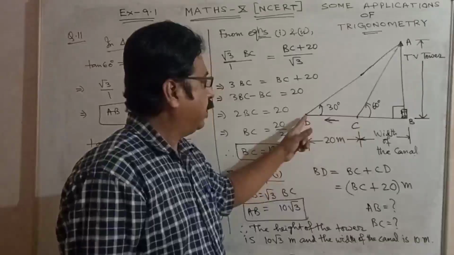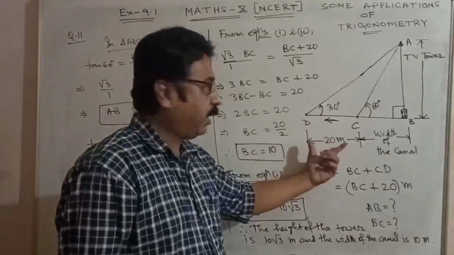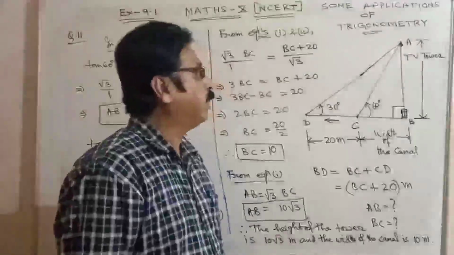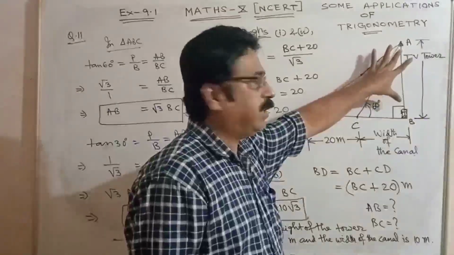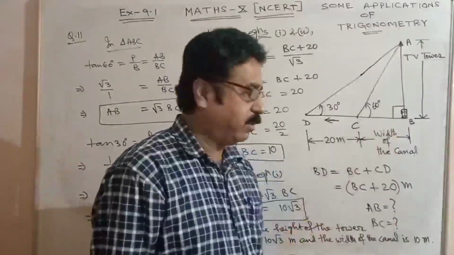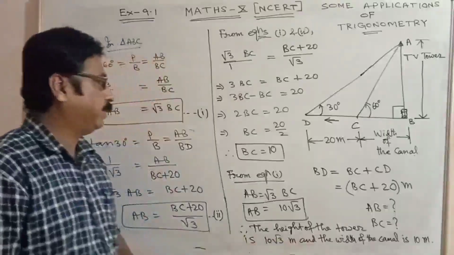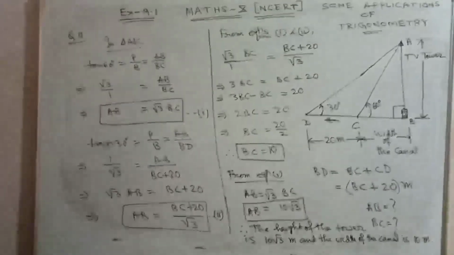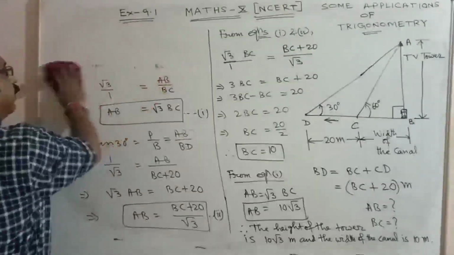From point C, point D is 20 meters away. From point D, the angle of elevation is 30 degrees. It was asked how much is AB and how much is BC. We got the result. Next question.